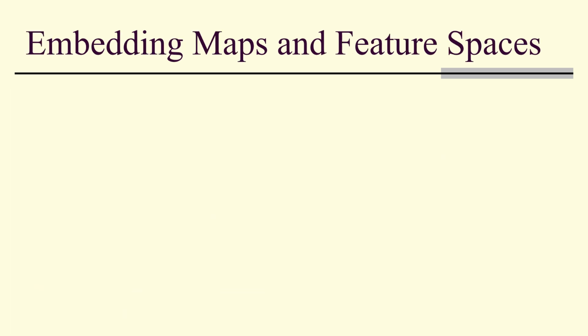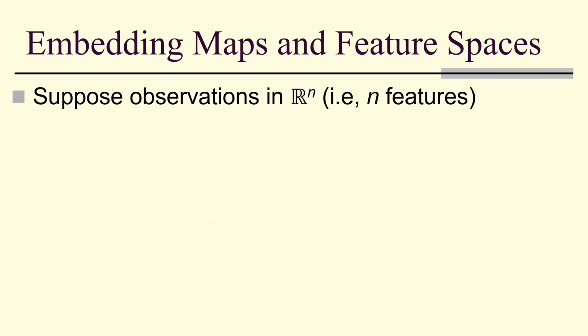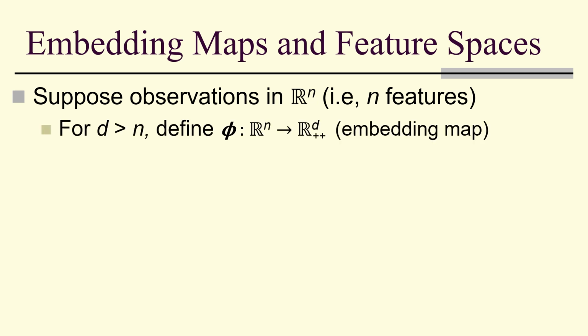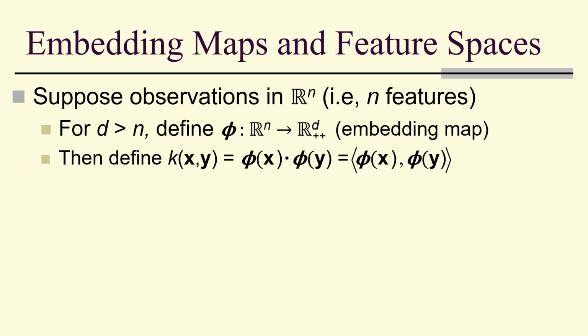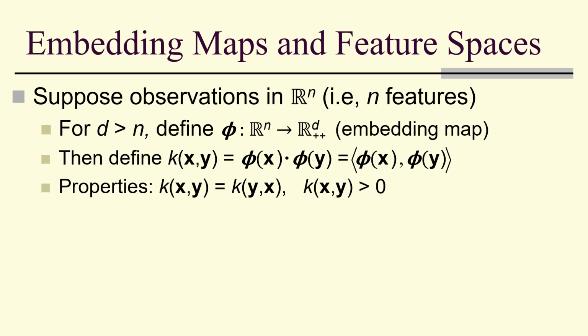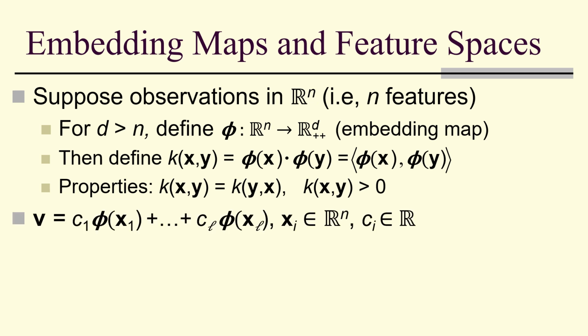So let's look at the concept of an embedding map. We have observations in R^n, that is, n features. For D greater than n, any phi mapping R^n to the open positive cone of R^D is called an embedding map. And we can define a function k of x, y to be the image of x inner product with the image of y under this embedding map. Properties: it's still symmetric, and it's strictly positive because we're in the positive cone.